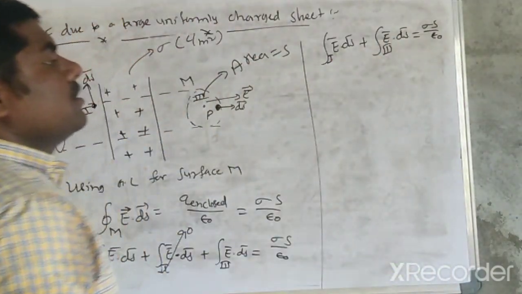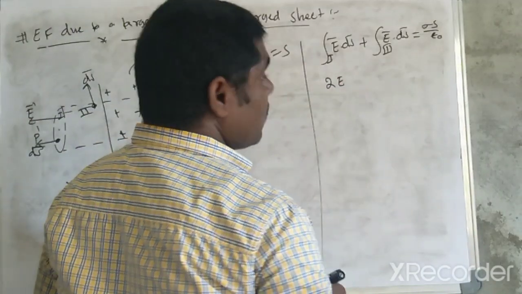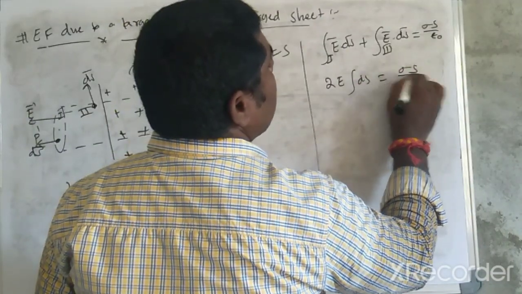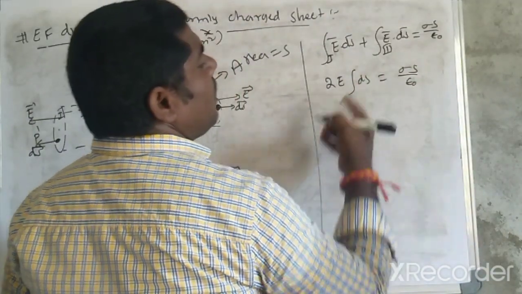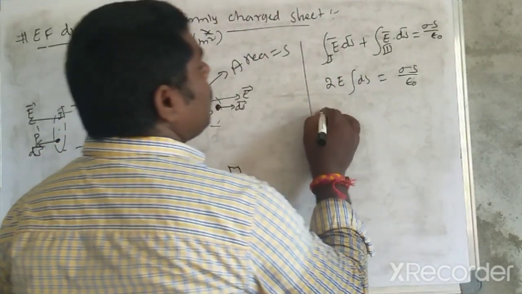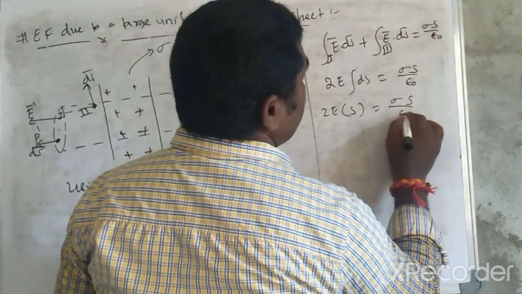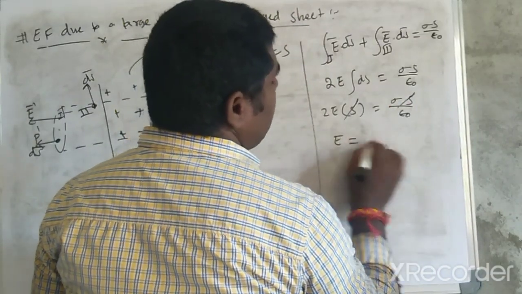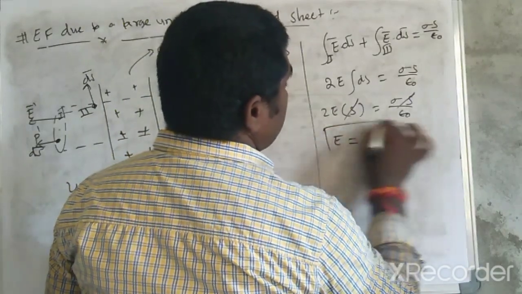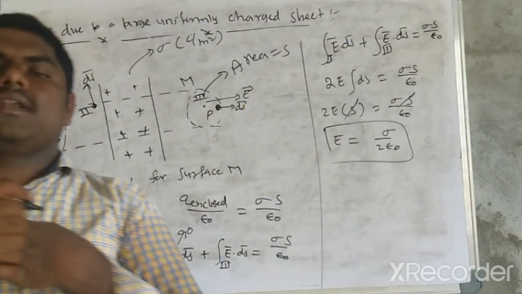Here both are the same, so 2 into the uniform electric field, which you may write outside the integral, into ds is equal to sigma S divided by epsilon naught. Integral ds is nothing but the total area, which we consider S. So 2 into electric field strength into S is equal to sigma S divided by epsilon naught. S gets cancelled. So the electric field strength due to point P is sigma by 2 epsilon naught. Very important formula.